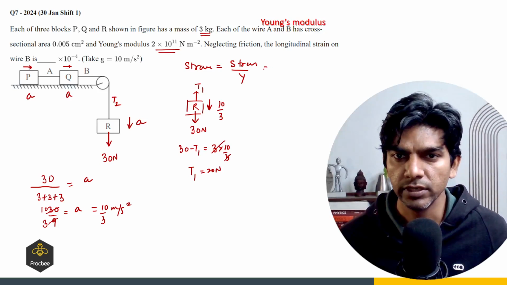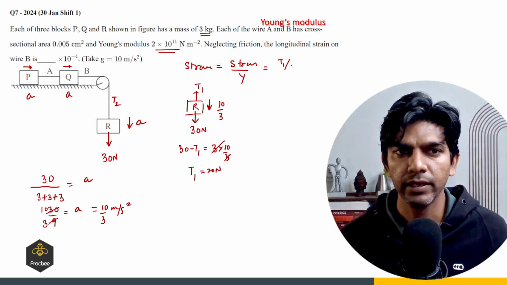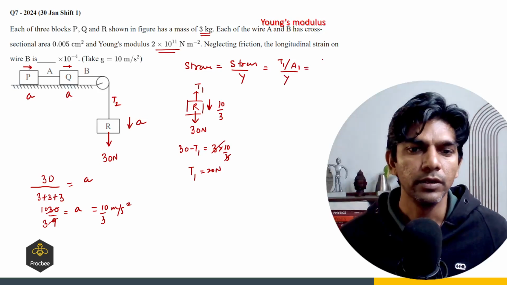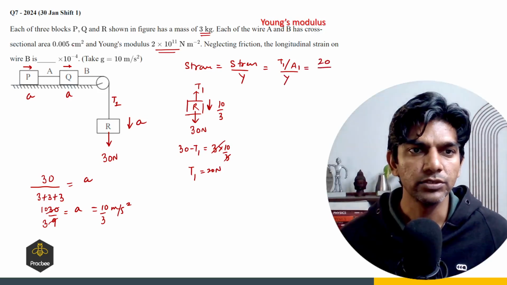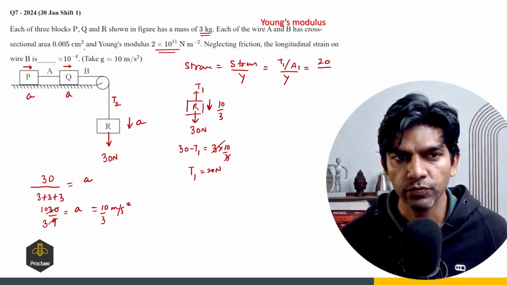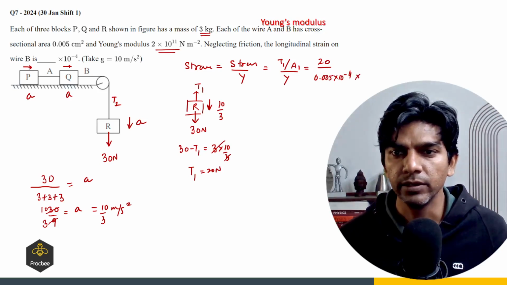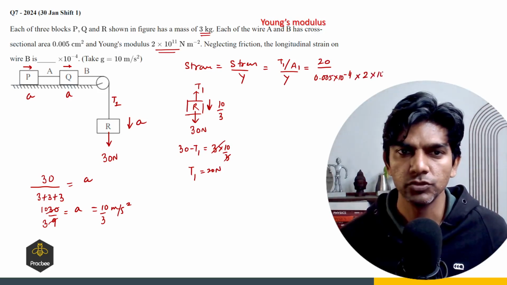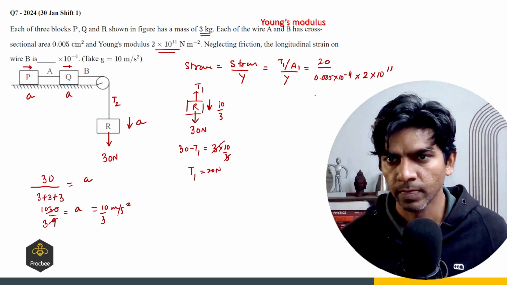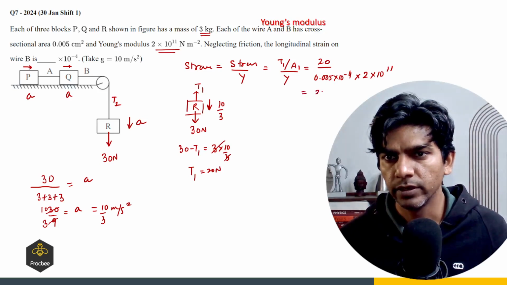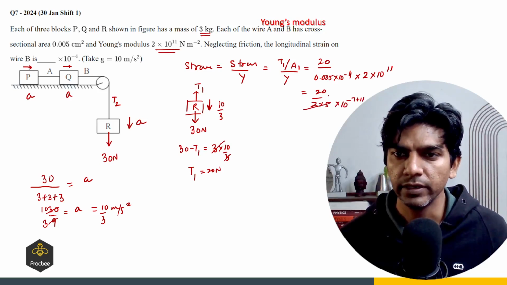So stress can be written as T1 by A1 divided by Young's modulus. Now T1 is 20. Area of cross section is given as 0.005 square centimeter, so 0.005 into 10 raised to power minus 4 in meter squared, multiplied with the Young's modulus, which is 2 into 10 raised to power 11. Right? So we can write this as 20 by 2 times 5 into 10 raised to power minus 7 plus 11. So that will be 10. So this will cancel out.